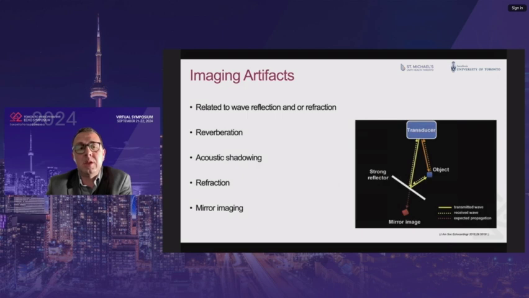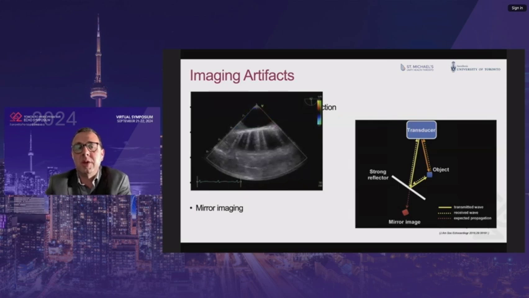And lastly, in terms of wave reflection and refraction, we have the mirror imaging artifact. We also see it most of the time when we are imaging the thoracic aorta. One thing that is important to mention is that every time we have a mirror imaging artifact, color flow, pulsed wave Doppler and continuous wave Doppler are also mirror imaged, like the original image.